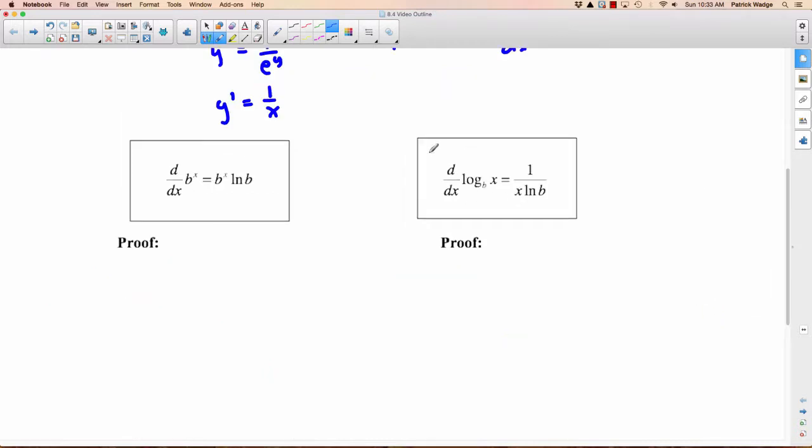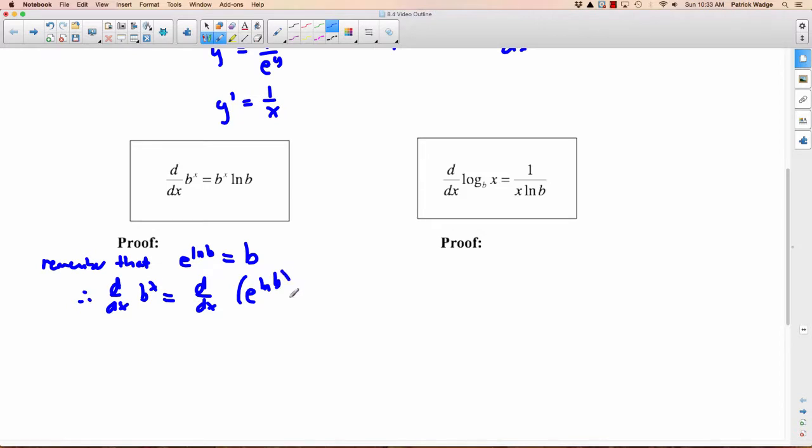Derivative number 3. The derivative of b to the x power is equal to b to the x power times the natural logarithm of b. Okay, they're getting more tricky, these proofs. Here's the next one. Remember, first of all, that e to the natural logarithm of b is just equal to b. This is one of our properties of logarithms, right? So, therefore, the derivative of b to the x is exactly the same as the derivative of e to the natural logarithm of b to the x.